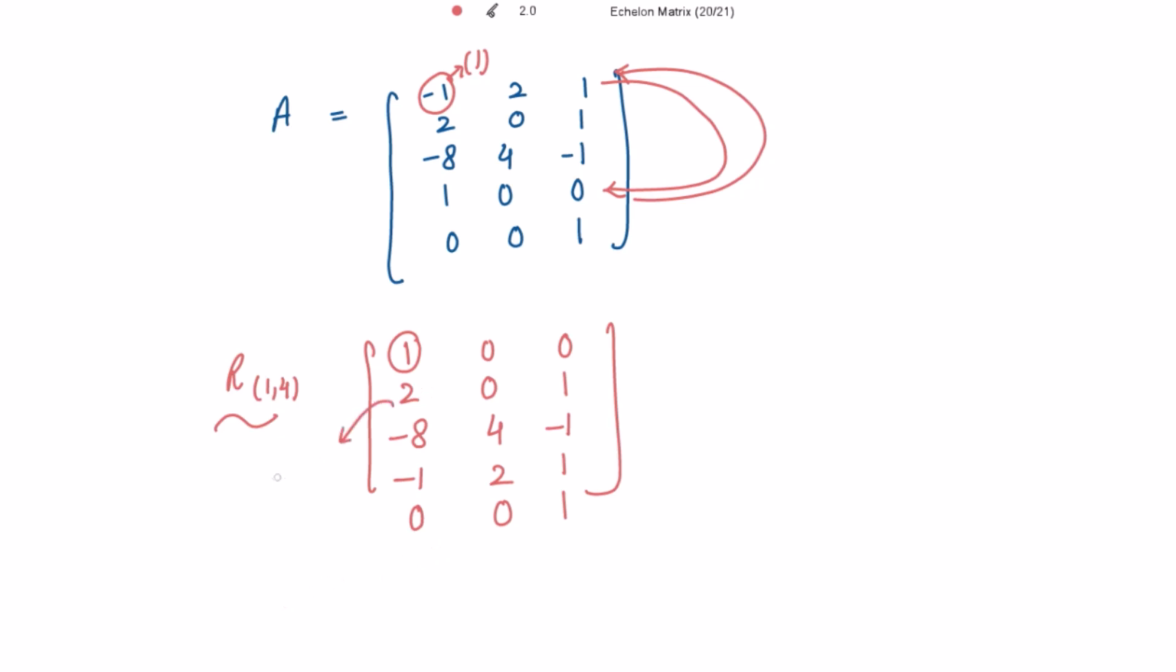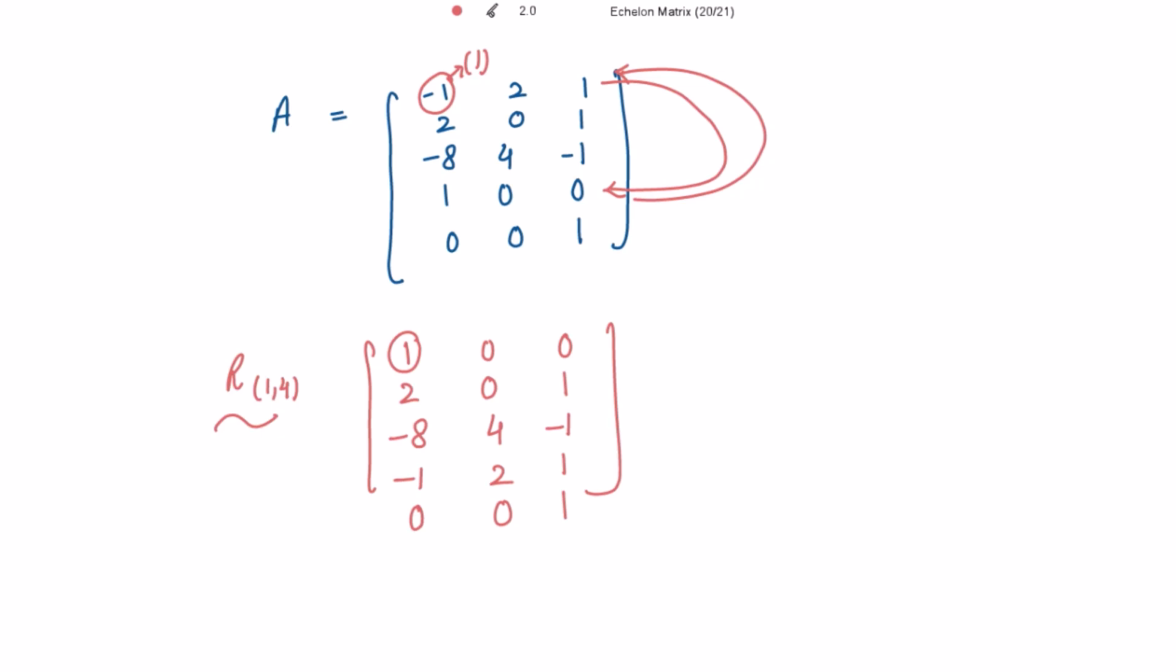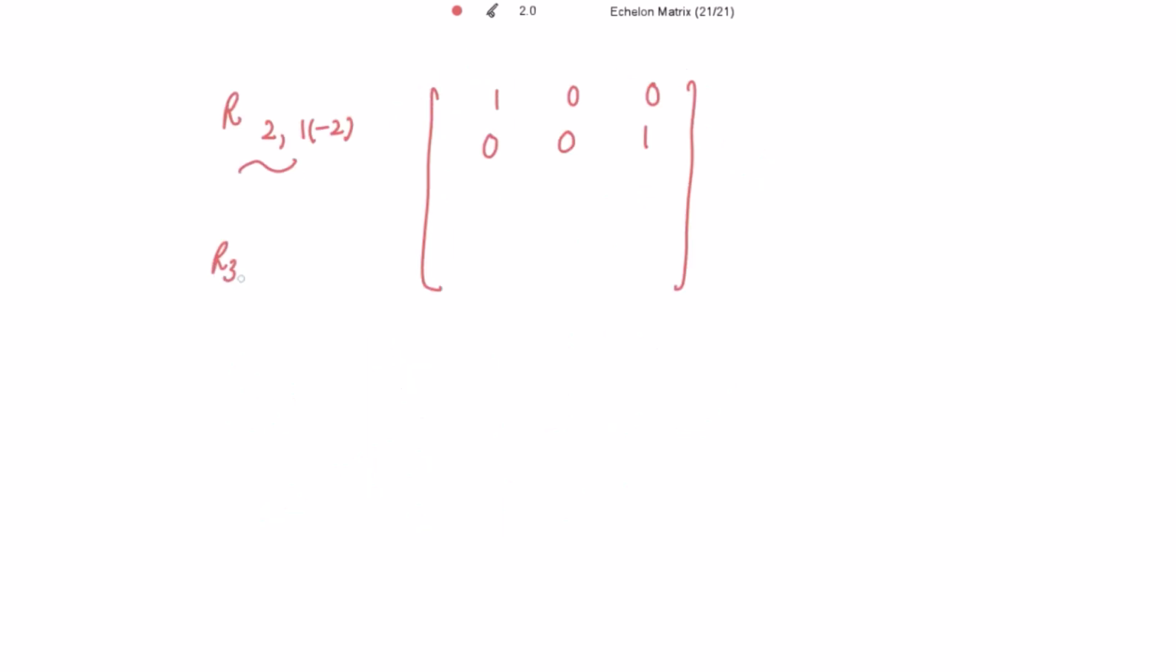So to get 0 in place of 2, I need to apply an operation. Just multiply the row 1 with -2 and add its elements to the second row. So applying the row operation, I need to change the row 2 by adding to it the elements of row 1, but row 1 should first be multiplied with -2 so that I can get 0 in place of 2. And now to get 0 in place of -8, just multiply the row 1 with 8 and add its elements to the 3rd row.